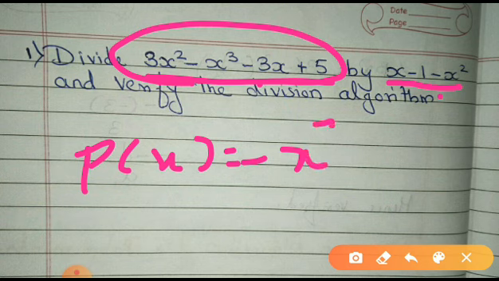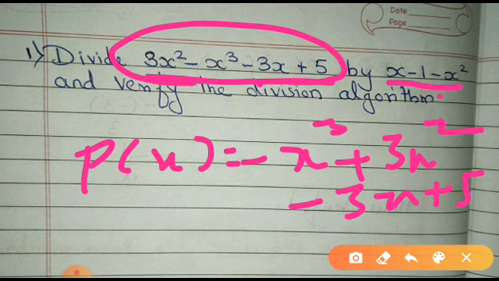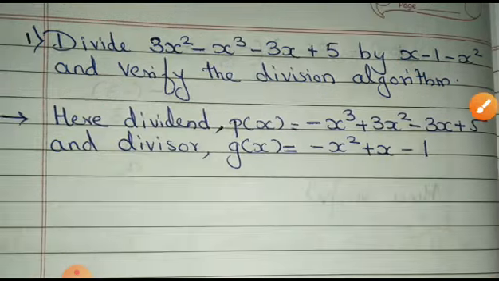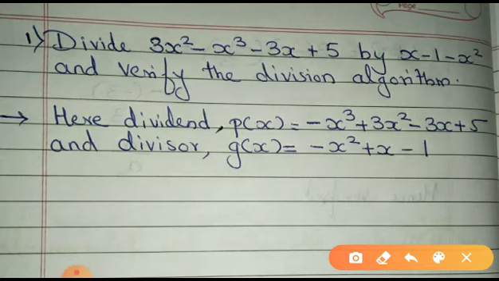So minus x cube plus 3x square minus 3x plus 5. Similarly, g of x, it will be what? Descending, minus x square plus x minus 1. Okay. So here I have written your dividend as well as your divisor.